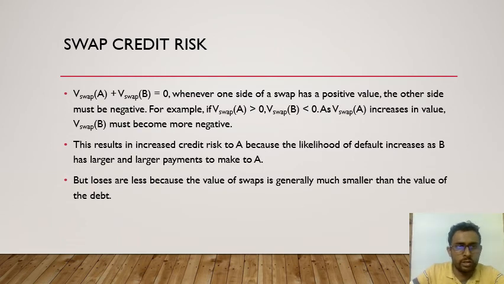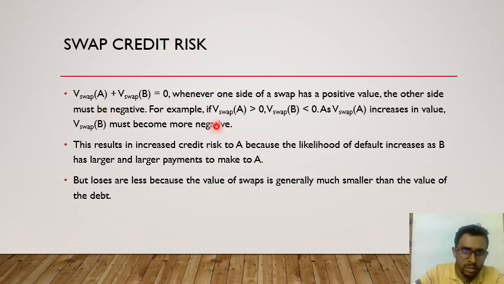Coming to swap credit risk, as you all know, the value of swap A plus value of swap B should be 0. Whenever one side of a swap has a positive value, the other side must be negative. For example, if value of swap A is greater than 0, value of swap B must be less than 0, which means that B will have to pay to A. As value of swap A increases, value of swap B must be more negative. So in this case, this results in increased credit risk to A because the likelihood of default increases as B has larger and larger payments to make to A.